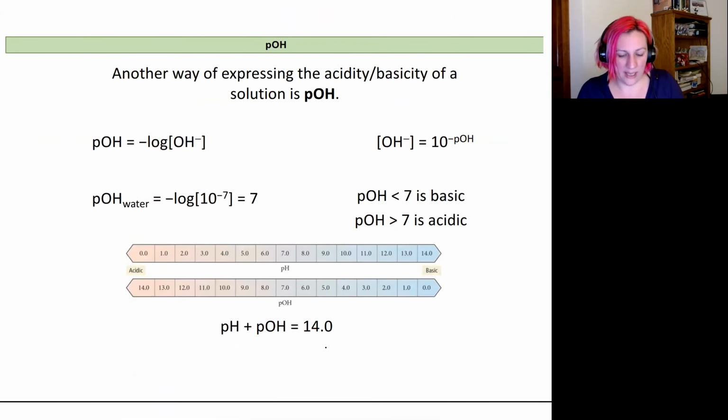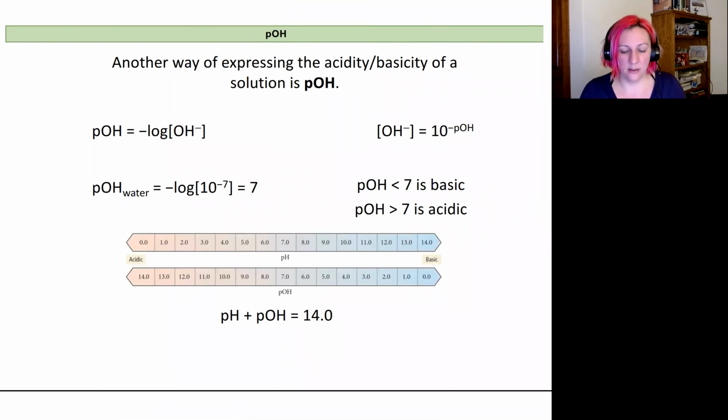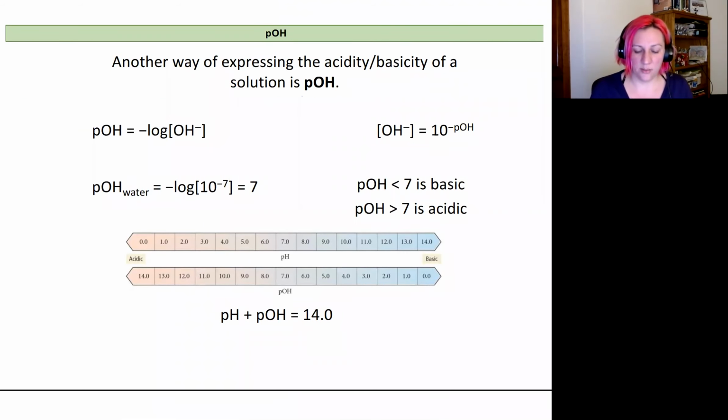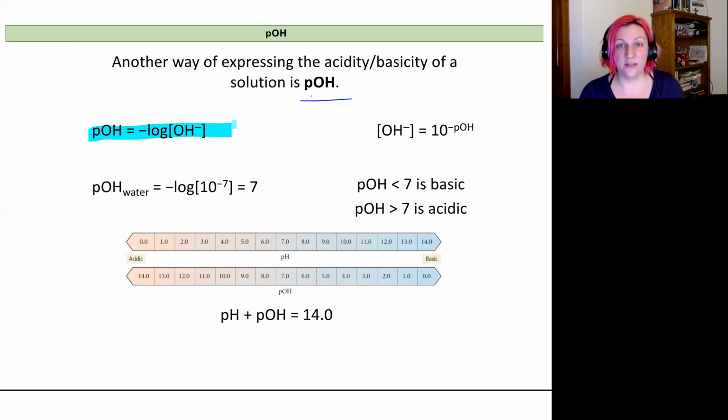Let's look at this other way of expressing acidity and basicity of a solution, which is going to be our pOH. So our pOH is going to be equal to the negative log of that hydroxide ion concentration. So for just pure neutral water, it's going to be 10 to the negative 7th, just like our hydronium ion. They have the same concentration when there's no other acids or bases around. And so that would be a negative log of 10 to the negative 7th, which will give us a value of 7. So that makes that neutral range for both the pH scale and the pOH scale the same.